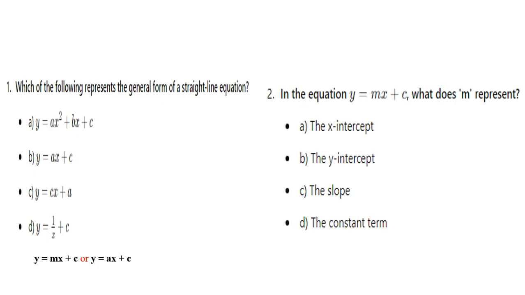Okay, so let's look at the next question, number 2. In the equation y equals mx plus c, what does m represent? A, the x-intercept. B, the y-intercept. C, the slope. D, constant term. So that's the correct option, C, the slope.